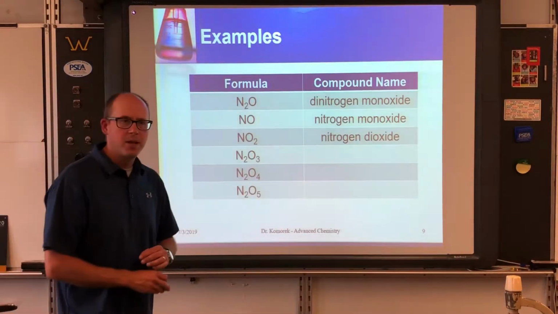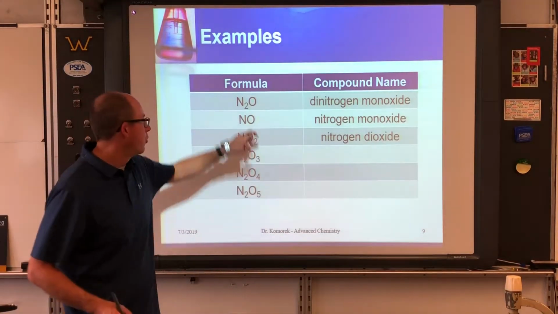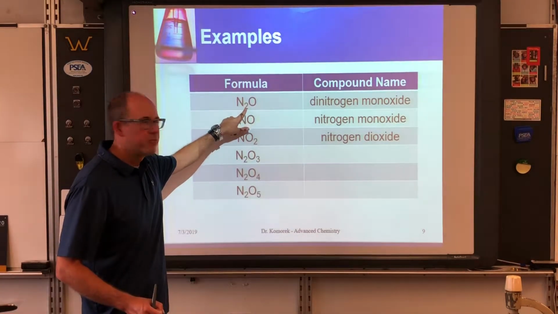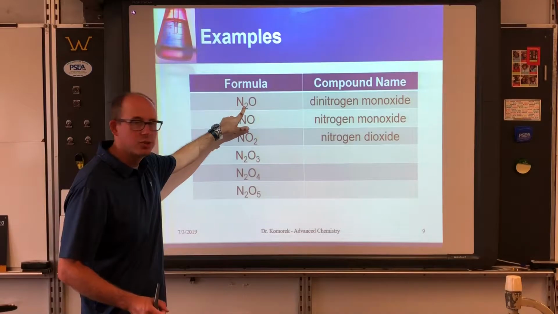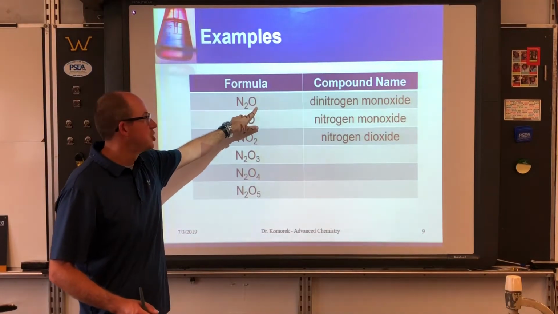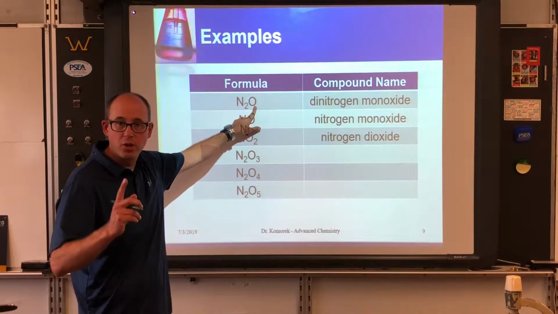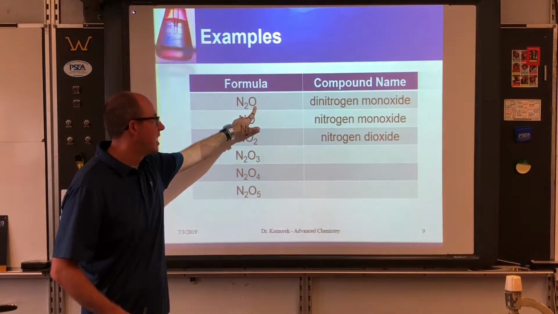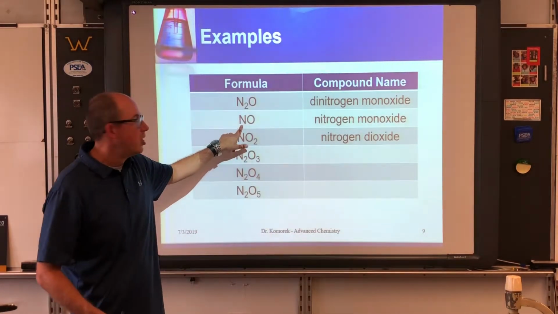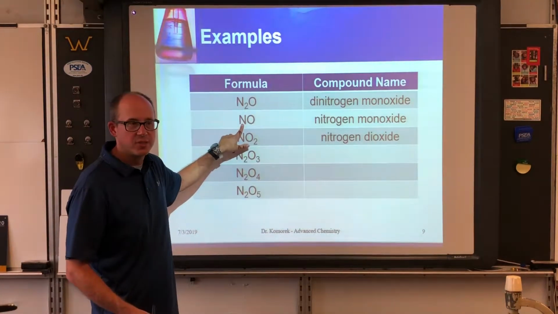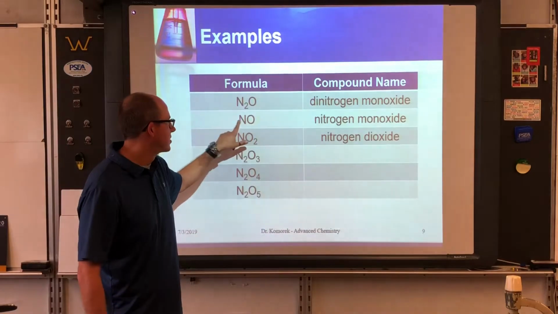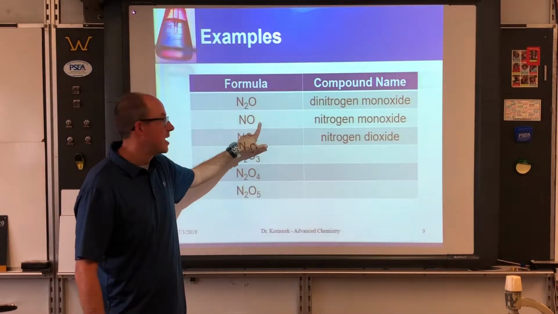The first example up here, N2O, we have to use a prefix on nitrogen because there's more than one of it. The prefix for 2 is di, so it becomes dinitrogen. Second element, oxygen, has to have a prefix. There's only one of it though, so the prefix is mono and it becomes dinitrogen monoxide. In the second example, no prefix needed on the first element because you have only one of it. Second element though has to have a prefix, so this one becomes nitrogen monoxide.